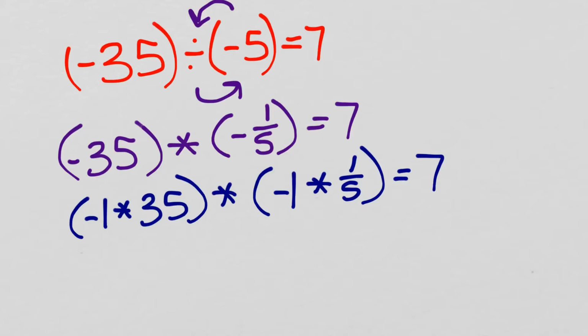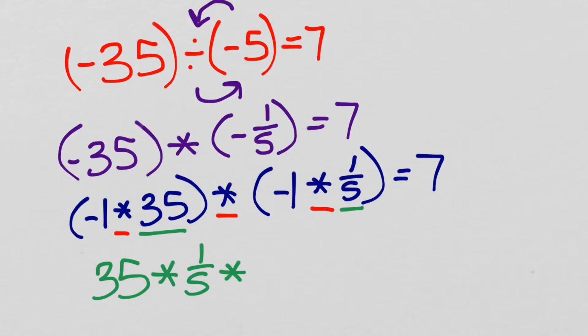Okay, now you can see that I only have multiplication in this new equation. So that means I can use my commutative and associative properties and I can rearrange my numbers. So let's go ahead and take our 35 and our 1/5 and let's go ahead and move those to the beginning. So we have 35 times 1/5 times -1, and then times -1 again, equals +7.